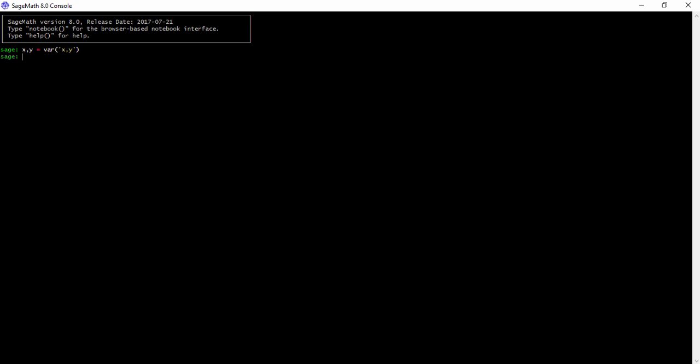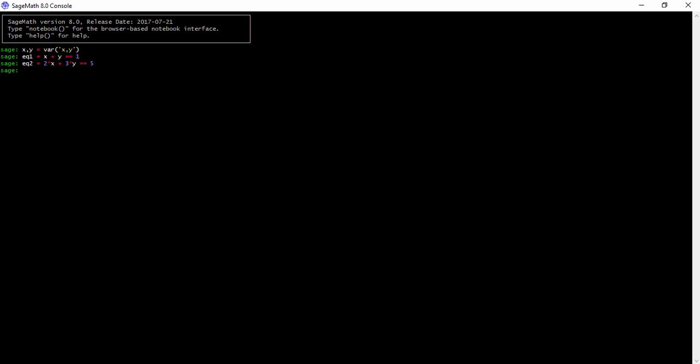Now we need our two equations. Let's call the first one eq1, and let's define it as, say, x plus y equals 1. Oops, we need to use double equals here to mean equivalence. Our second equation, let's say 2 times x plus 3 times y equals 5.